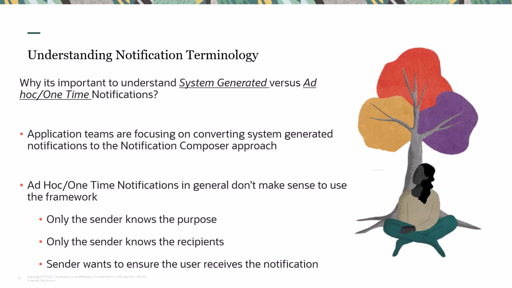We do have some exceptions that we'll talk about, but in general, only the sender knows the purpose, and only the sender knows the recipients. The sender wants to ensure the user receives the notification. If you use Notification Composer, everything is configuration based. You don't know how they're going to get it, if they're going to get it, or if they can personalize. That's why sometimes ad hoc and one-time notifications don't make sense to go through Notification Composer.